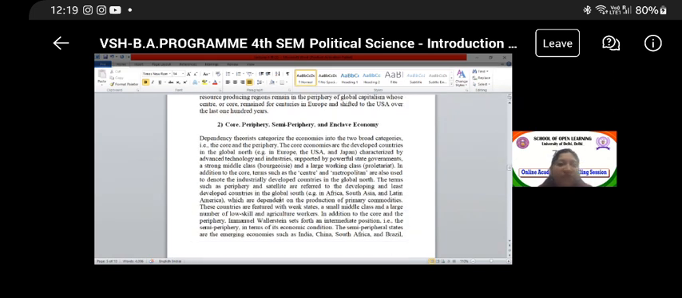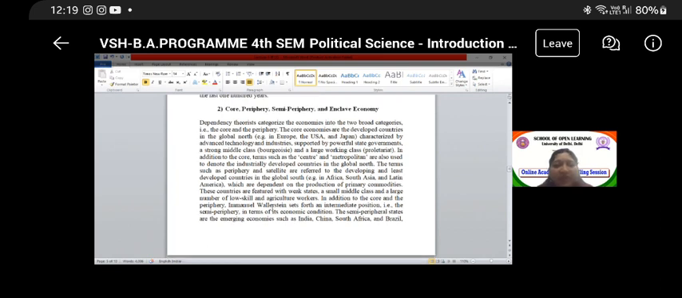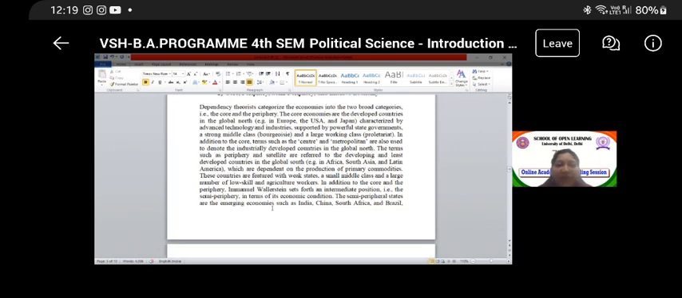principle is the core, periphery, semi-periphery, and enclave economy. Now, all the dependency thinkers will categorize the economies into 2 broad categories, core and periphery, which was already discussed, core being Europe, US, and Japan, which in some theories are also called the center or the metropolitan state. And then we have the periphery, which is Africa, Asia, South Asia, Latin American countries, which is also called the global south, and sometimes the satellite countries.